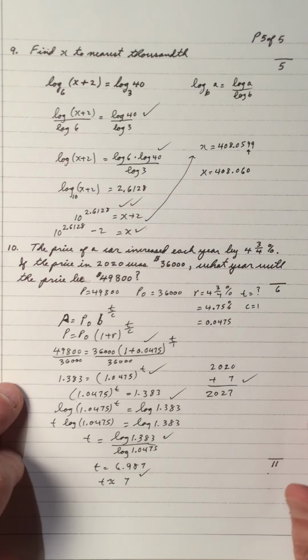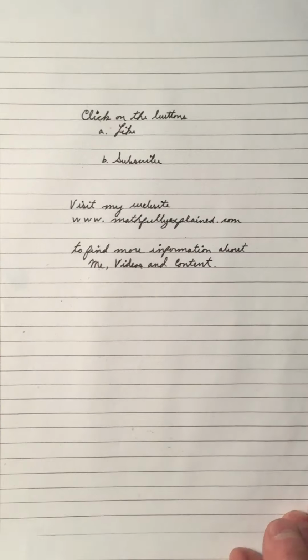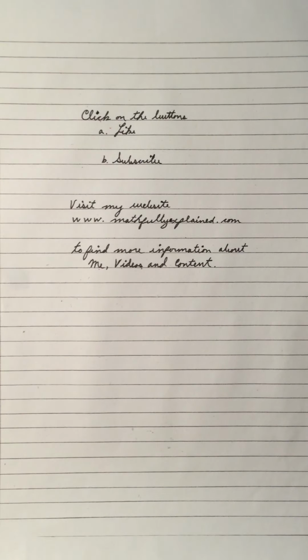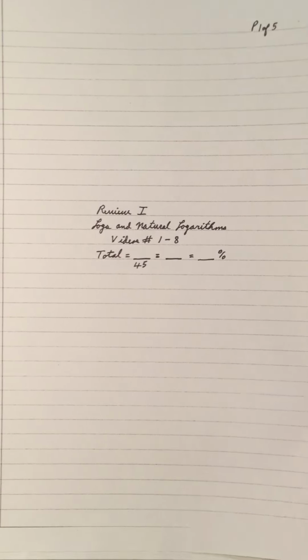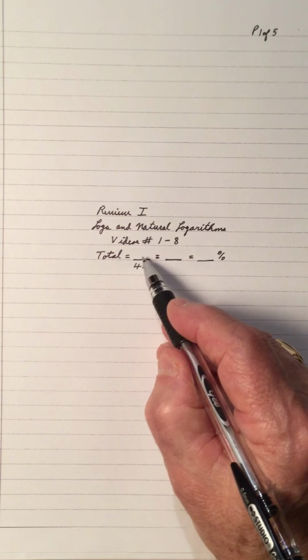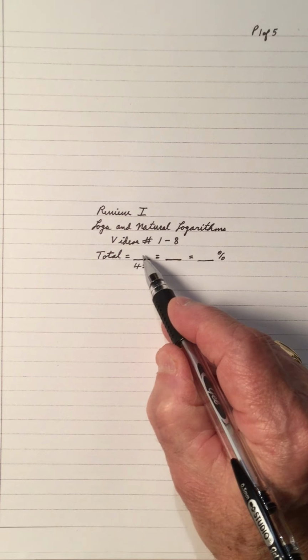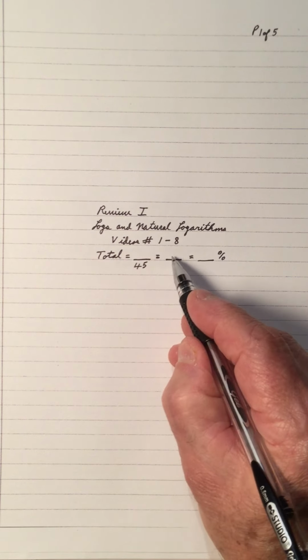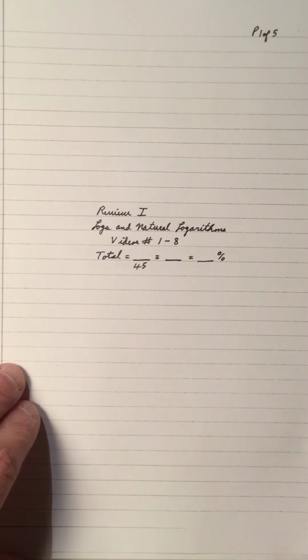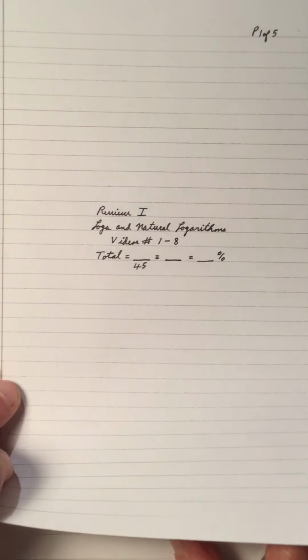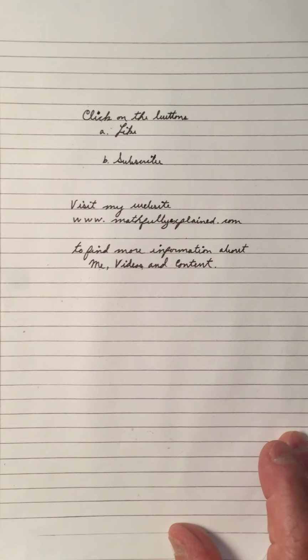11 for that page total. And what you do, you go back, you add up all the pages, and you put it over 45. Again, divide 45 into whatever number you have, change it to a decimal, and move it 2 places to the right to get your percent. And hopefully you understand how to do the first 8 videos.